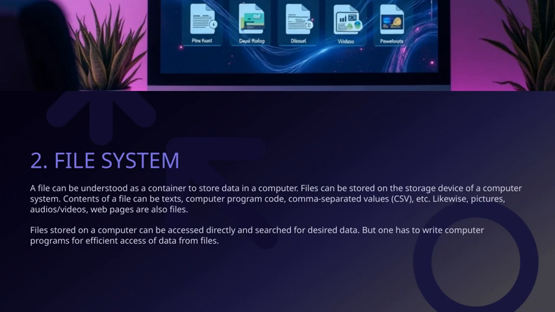Now, once files are stored, they can be accessed directly, which means you can open and view the data they contain. However, to efficiently find specific information within these files, especially if they are large, you often need to write computer programs. These programs help search and retrieve data quickly, making data management much smoother. This connects to the overall theme of understanding how computers organize and access information efficiently. Knowing about files and their management is crucial for effective data handling in any computing environment.